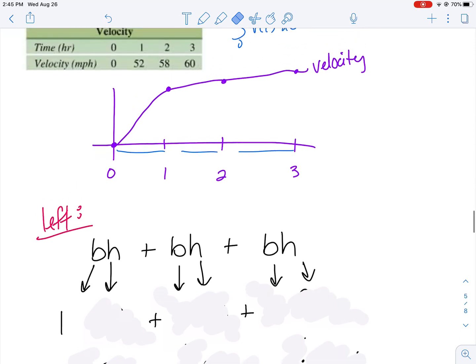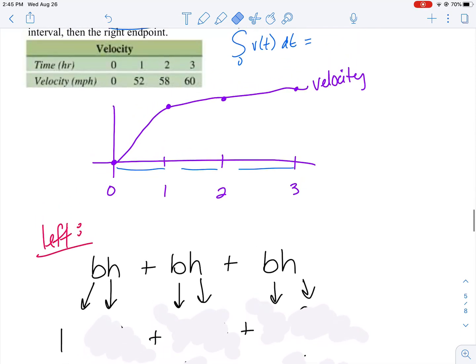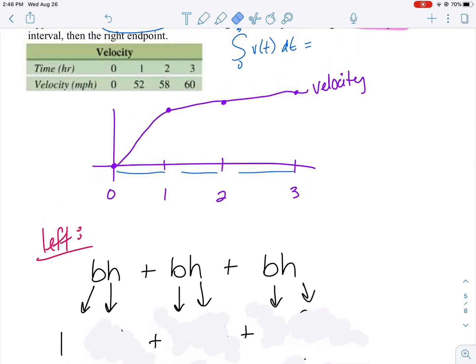But now I need to find the heights of these rectangles. If I'm using the left endpoint, then I'm going to follow it up from the left. Oops, I didn't want to erase it. Here we go. Follow it up from the left and go over. Follow it up from the left and go over.